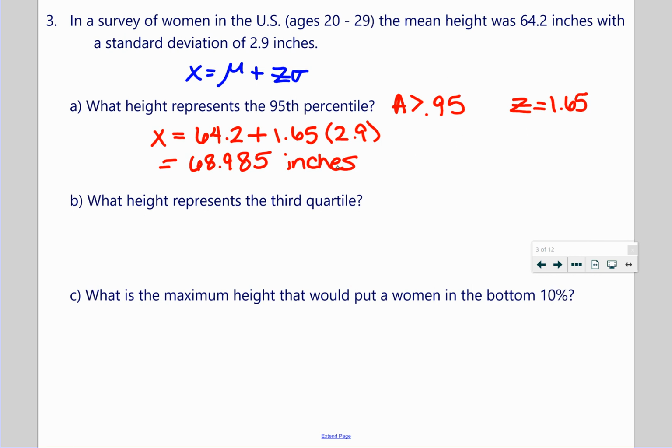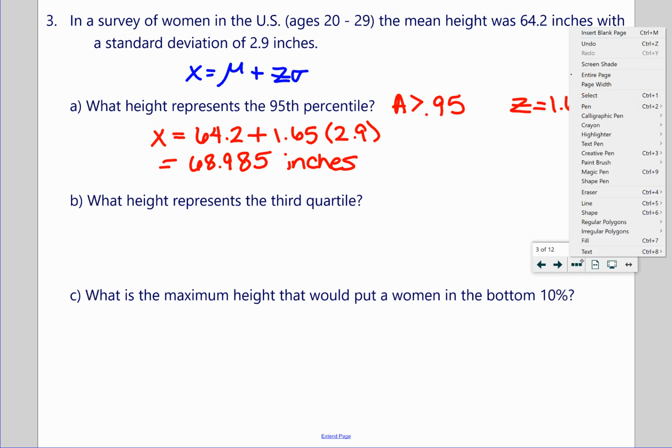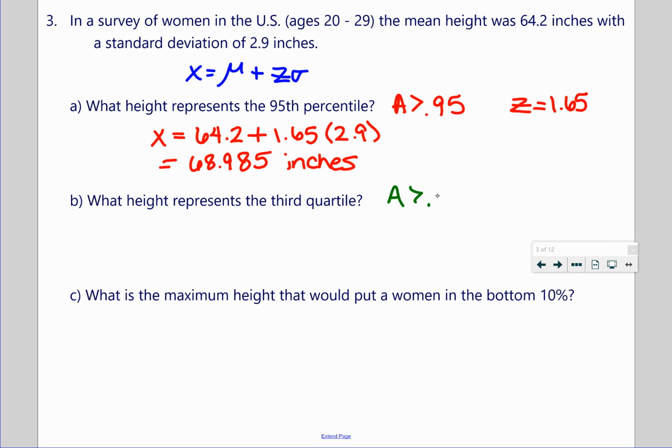What height represents the third quartile? If you're at the third quartile, what percent of the data is below you? 75%. So it's similar to the last one. We're looking for the first area on our z-chart that we can find that is greater than 0.75. And that is 0.7517. So 0.68 is the z-score that goes with that guy.